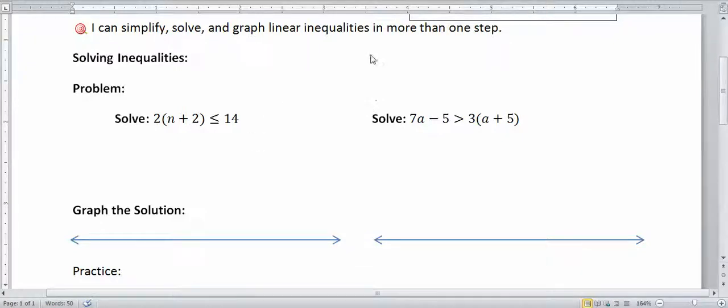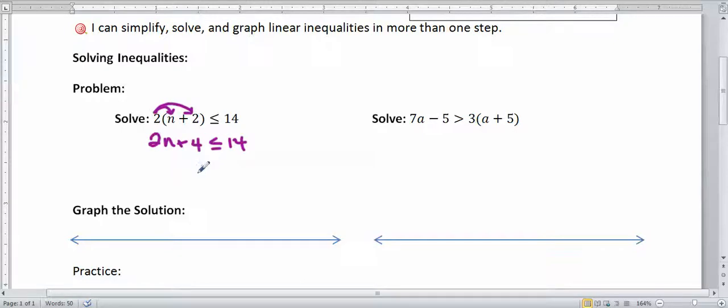Alright, so first one here, we've got my problem. 2 times n plus 2 is less than or equal to 14. We need to distribute the 2 in order to simplify. So I got to get rid of these parentheses and then solve for n. So multiply the 2 by both things. 2 times n is 2n. 2 times 2 is 4. Less than or equal to 14. Remember, we're just simplifying, so we're not messing with the sign at all at the moment. I'm going to treat this just like an equation to solve it.